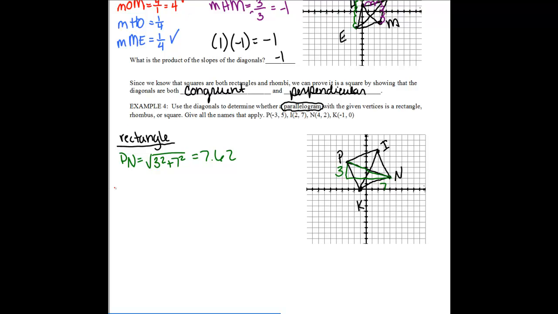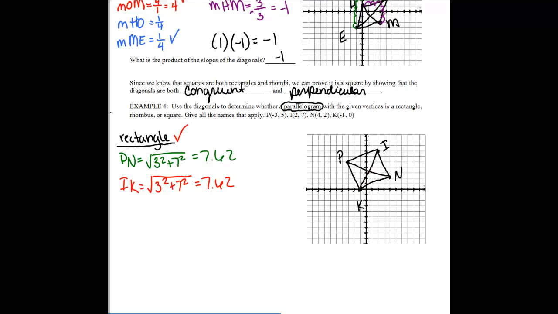Then we need to do the distance of IK. So this is 7 and this is 3. So the square root of 3 squared plus 7 squared, which we just did above, is 7.62. So yes, it is a rectangle.